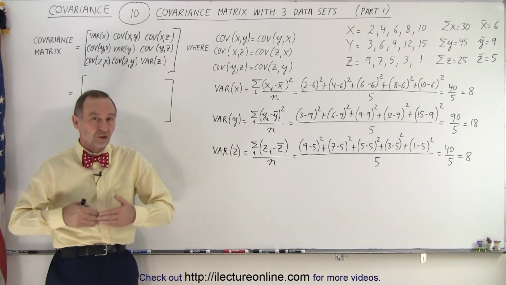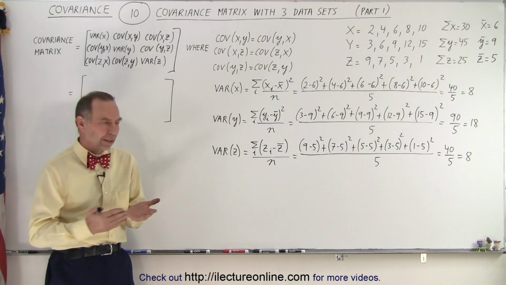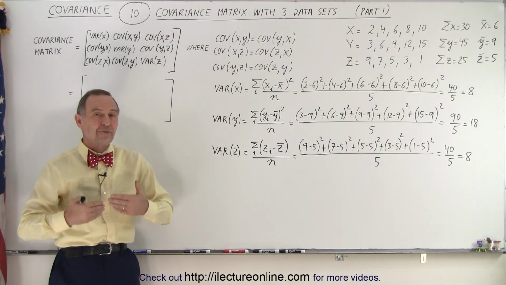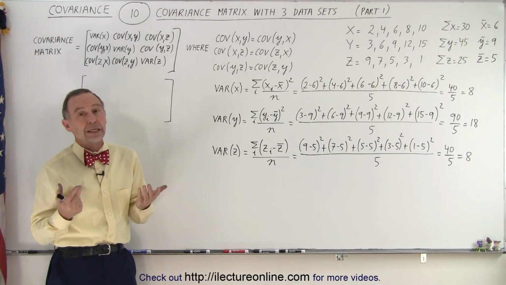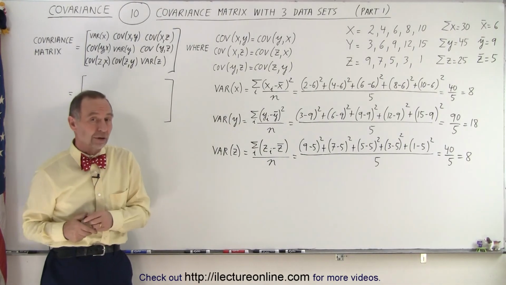So what does the covariance matrix look like when we have 3 data sets instead of 2? Well, the general structure will be the same. Diagonal elements should be the variances of each of the data sets. The off-diagonal elements should be the covariances between the various data sets.